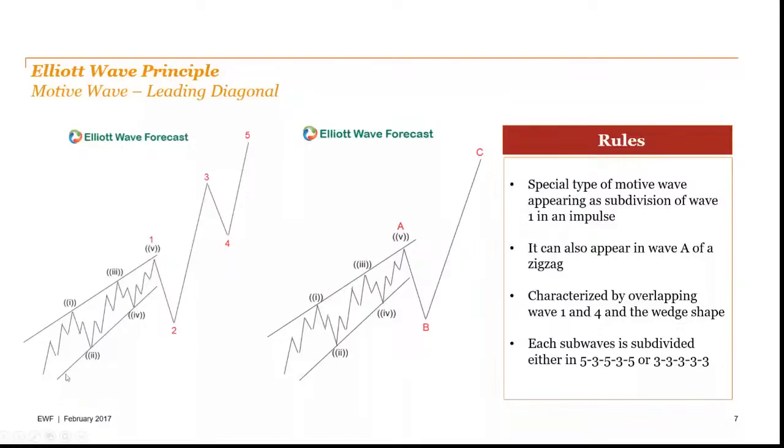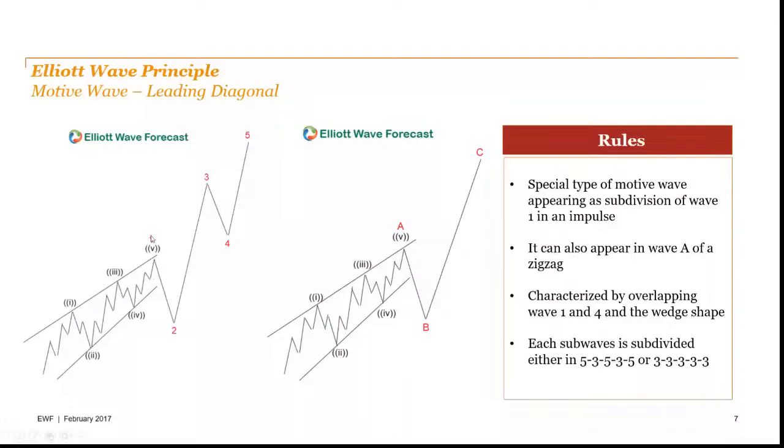So a diagonal can happen within wave 1. Remember, everything needs to subdivide into smaller waves. So in a diagonal you can have an overlapping of waves 1 and 4. A lot of people sometimes get confused: why do wave 1 and 4 overlap? You're violating the rule. No, you need to understand what this wave 1, 2, 3, 4, 5 is and where it fits in the overall structure. If that 1, 2, 3, 4, 5 fits within wave 1 of a higher degree, then that's okay. That means it's a diagonal.